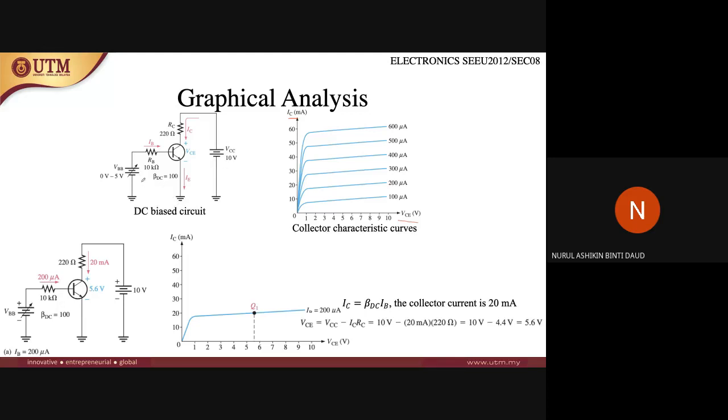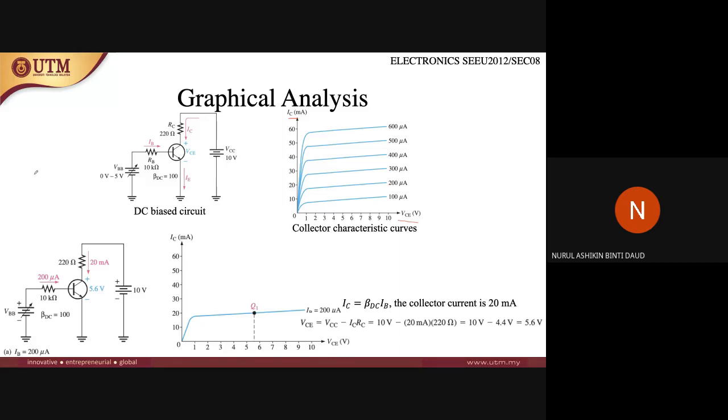Okay. So the transistor is biased with VCC and also VBB. And from this VBB and VCC, you will get the values of IB, IC, IE, and also VCE. So from this graphical illustration, you can identify the effect of DC bias. We're going to use this graph to identify the effect of the DC bias.